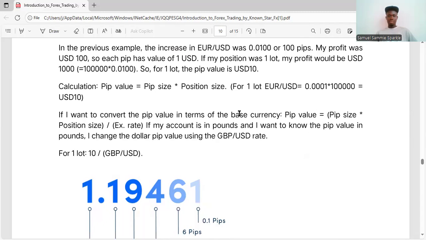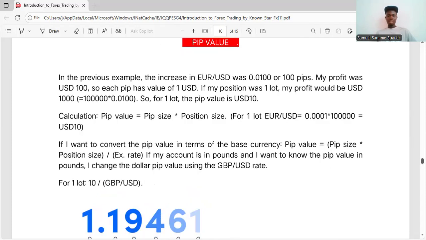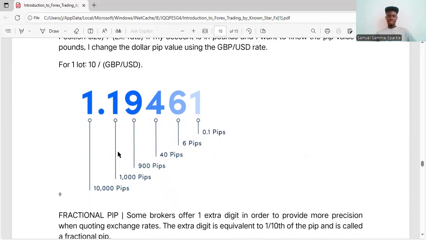If I want to convert the pip value in terms of the base currency, I'll be doing pip size times the position size. And just like the example here, if my account is in pounds, but I want to know the pip value in pounds, you will change the dollar pip value using the Great Britain pound against the US dollar rate. So for 1 lot, you'll be doing 10, Great Britain pound divided by US dollar. But in order not to bombard you with too much grammar, this is a simple graphical representation of how to calculate your pips.